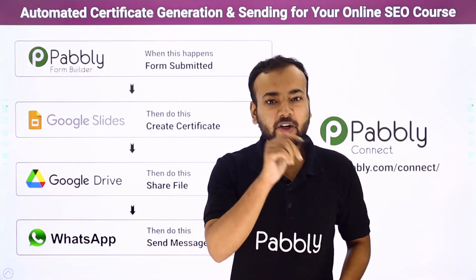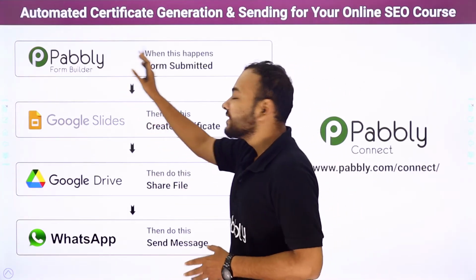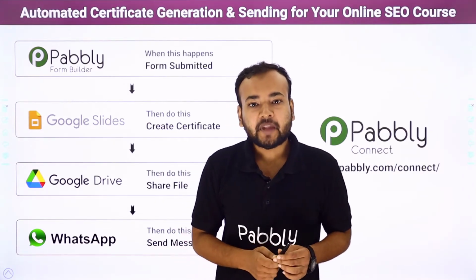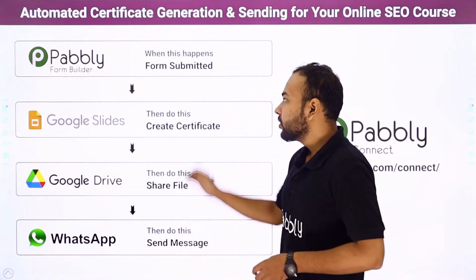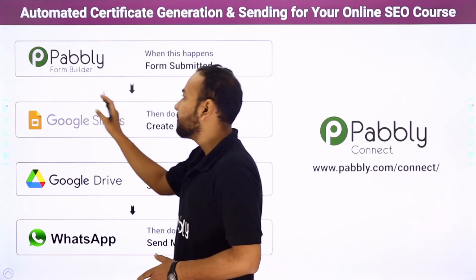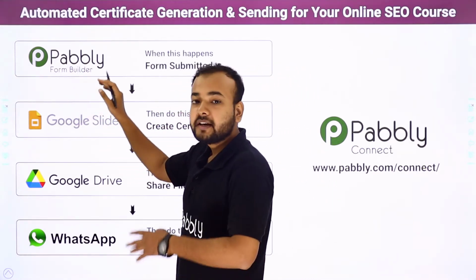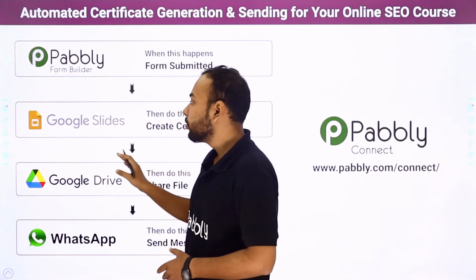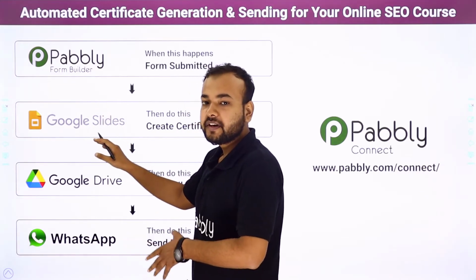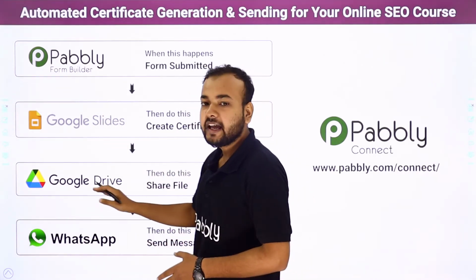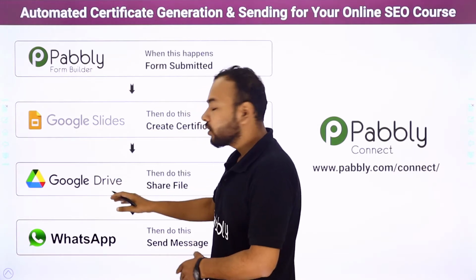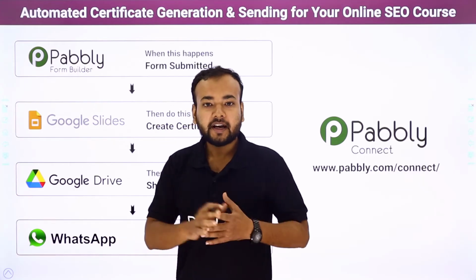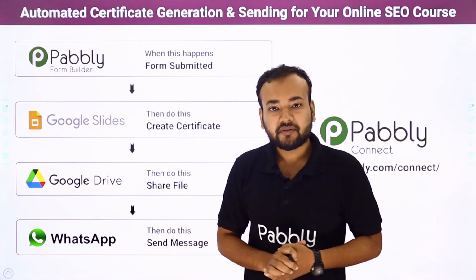In this video, you are going to learn automated certificate generation and sending for your online SEO course. Now let's see what is happening here. So you have got a form submission here in Pabbly Form Builder, and according to the data you have received in this form, a certificate is going to be created from Google Slides, and the same certificate gets saved here in a Google Drive, and through Google Drive you are going to share the certificate on the WhatsApp account of your student. Alright, now let's talk about the applications we are using.